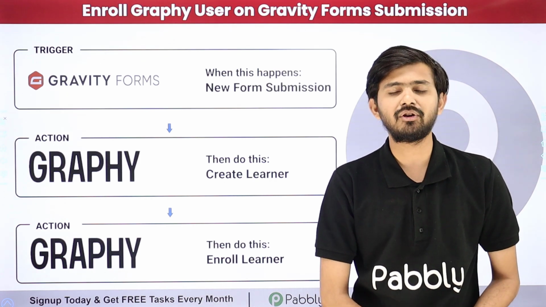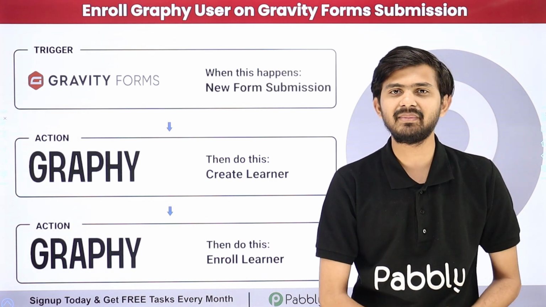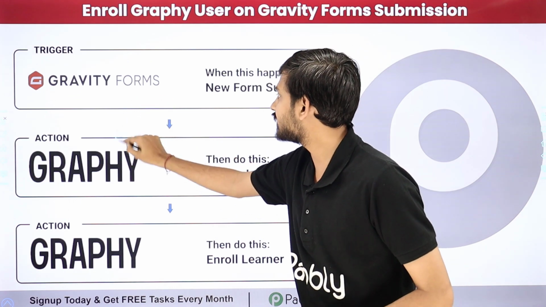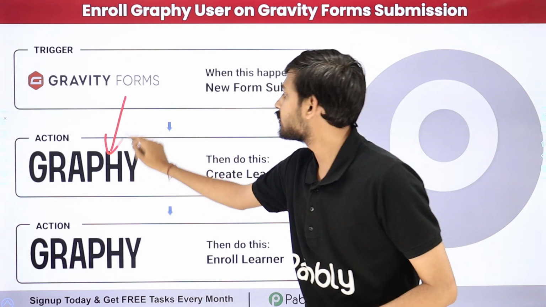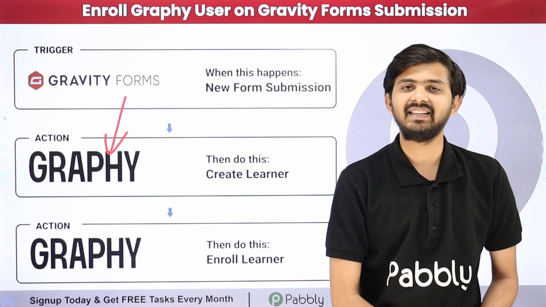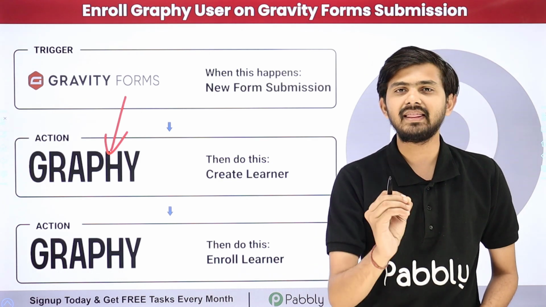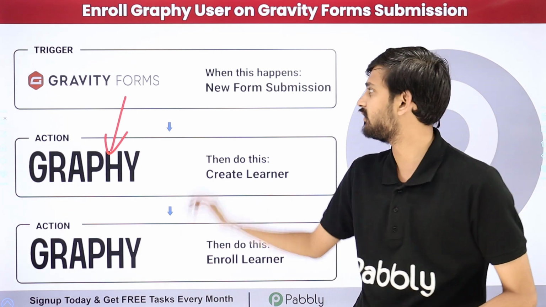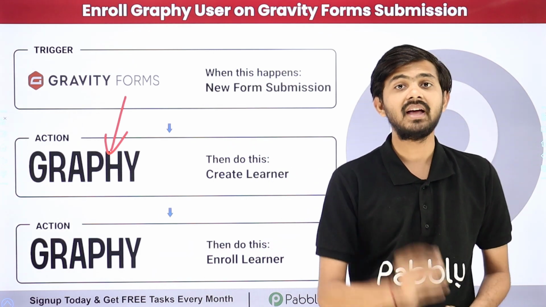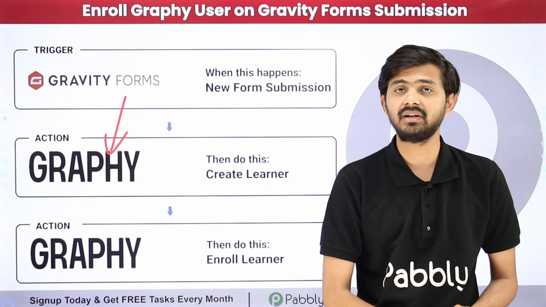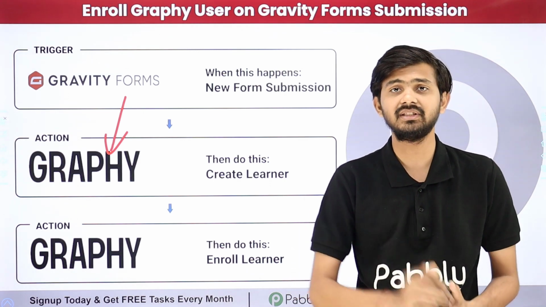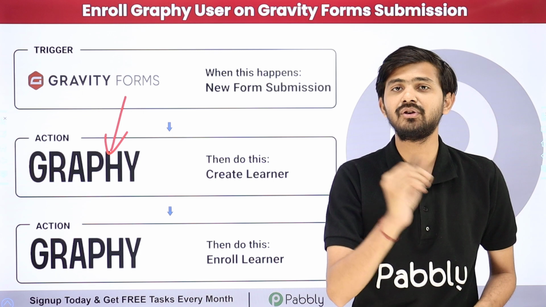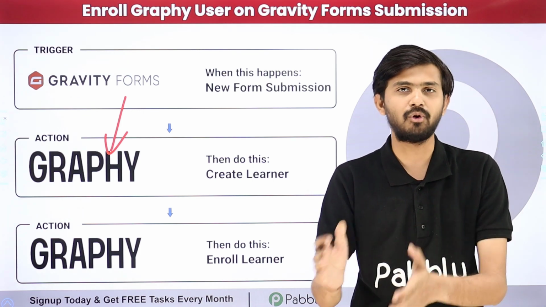So here I want to do this automatically, and for that I need to simply build a connection between Gravity Forms and Graphy. So for building this connection, I'm going to use Pabbly Connect. Pabbly Connect is an amazing software for automation and integration. Now with Pabbly Connect, whenever I receive a new form submission through Gravity Forms, then automatically I will first create a new learner by using all the details of that form submission, and after creating that learner, I'm going to enroll that learner as a user in my course.